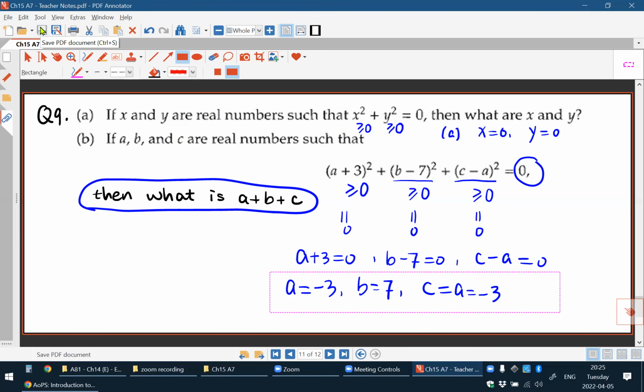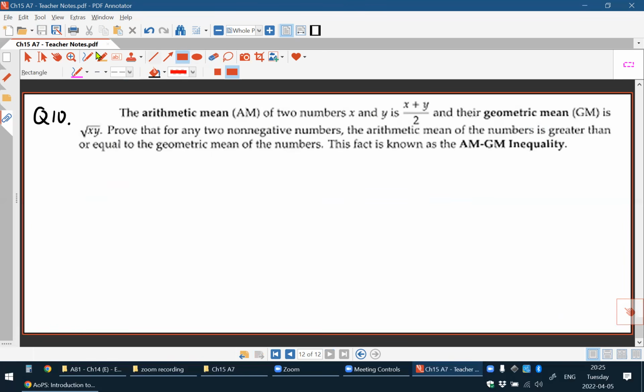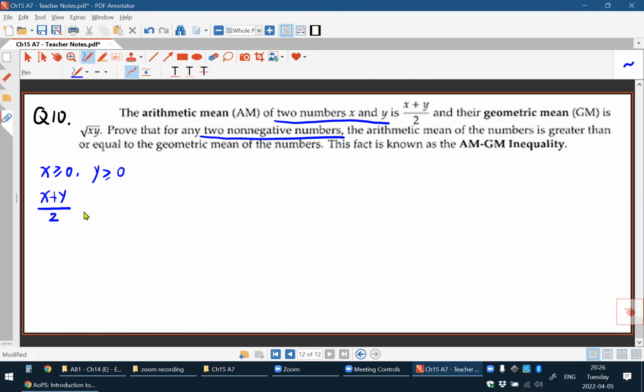Okay. All right, then let's have a look at the last one. The last question asks you to prove that if we have two numbers, x and y, then (x plus y) over 2 is called the arithmetic mean, right? And the square root of the product xy is called the geometric mean. It simply asks to prove that for any two numbers, such as x non-negative, y non-negative, the arithmetic mean is always greater than or equal to the geometric mean of the two numbers. This is the question.